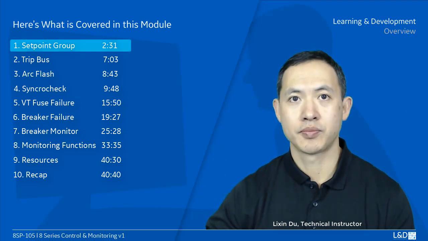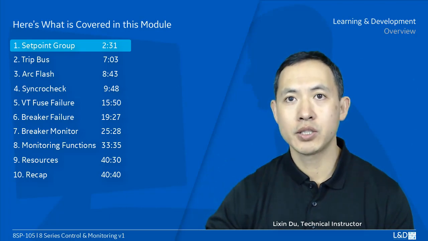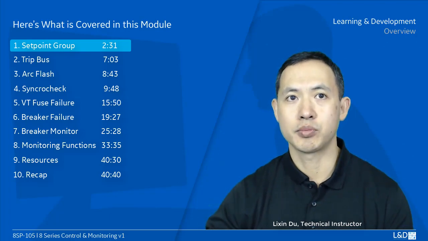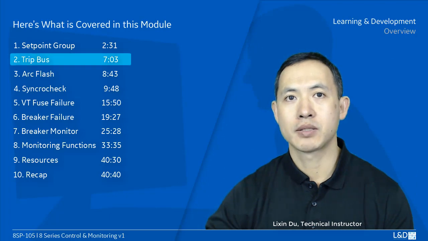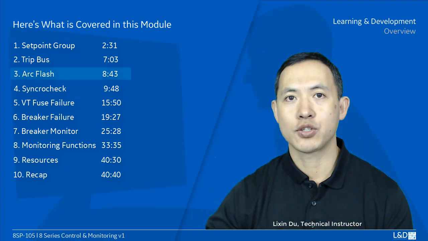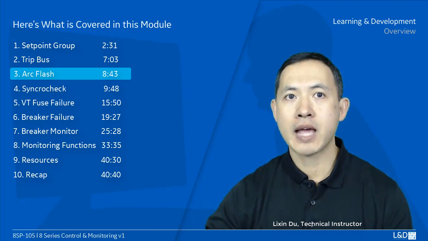Setpoint Group. In this section, we'll introduce how to select the active setpoint group, how to switch the active setpoint group, the priorities of the setpoint group, and how to inhibit change of the setpoint group. Trip bus. In this section, we'll introduce the function of the trip bus and relevant settings. Arc flash. In this section, we'll introduce the order code, hardware of the arc flash, the settings, and operands.